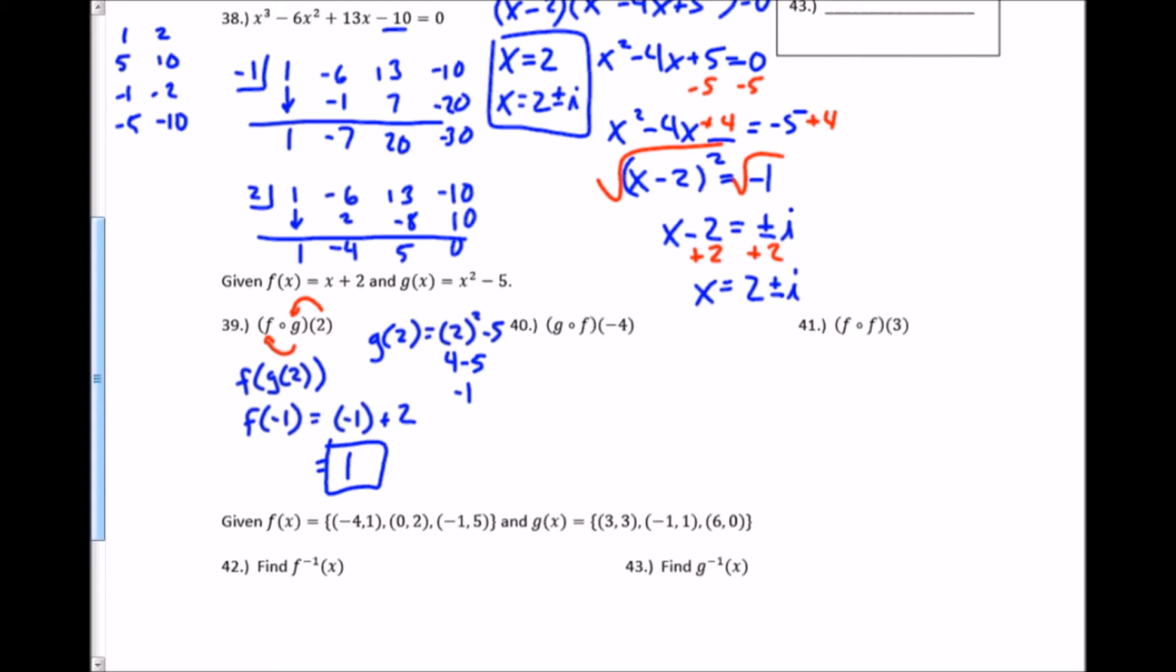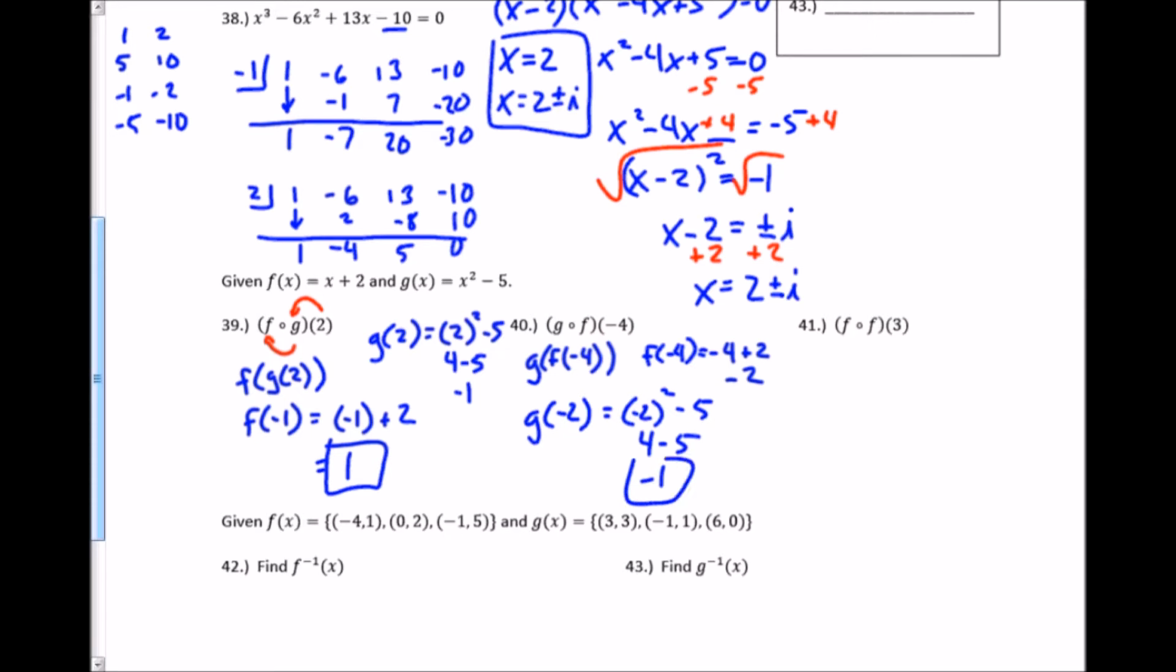Doing the same thing with the next one. I'm plugging it into the f function first this time. So I'm doing f of negative 4, which means I'm doing negative 4 plus 2, which is a negative 2. So what I have is g of negative 2. So I'm plugging the negative 2 into the g function, which is a 4 minus 5, which is a negative 1.